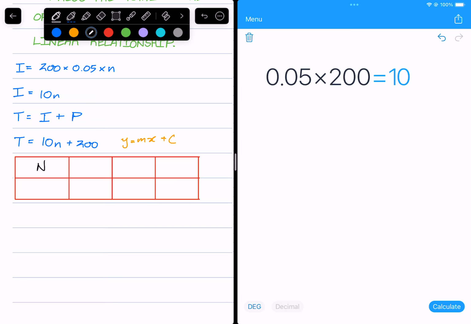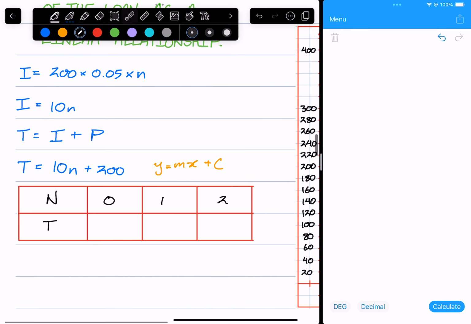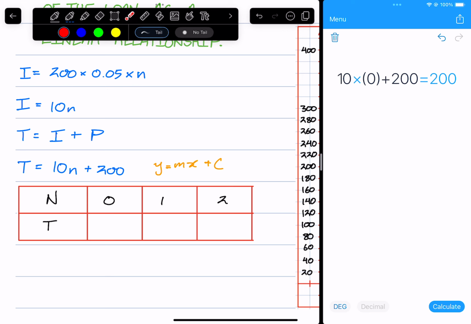So for n, we can choose just the values 0, 1, and 2. And we can now calculate the total amount each year. To do this, we just substitute 0 into n to find this value. So it'll be 10 times 0 plus 200. And it makes sense that in 0 years, the total value of the investment is still just the original amount, which is 200. Since no time has passed, no interest was gained.